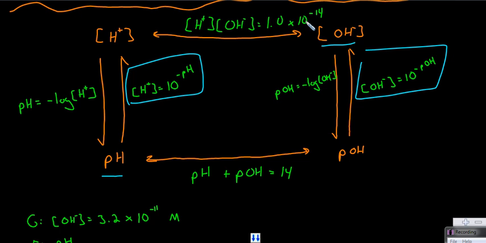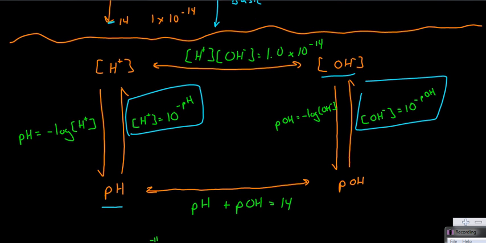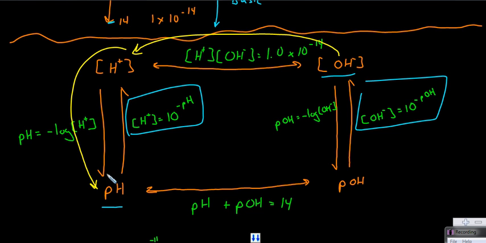Now, let's say that I ask you to go from concentration of hydroxides to pH. So, in our problem, we have concentration of hydroxides is 3.2 times 10 to the negative 11 molar, and pH is not yet known. Now, you have two options to follow to get there. You could go from concentration of hydroxides into concentration of protons and then into pH. Or you could go from concentration of hydroxides into pOH and then into pH.